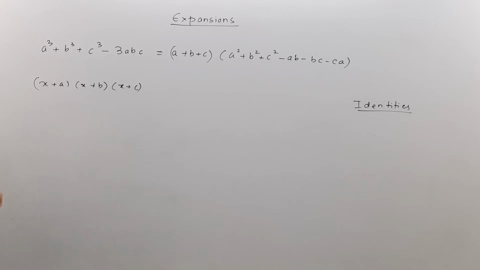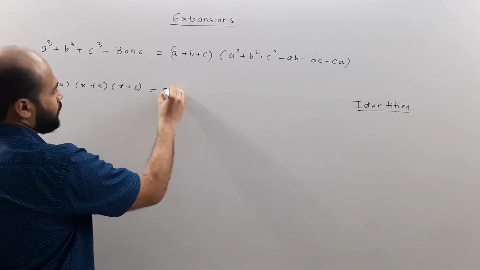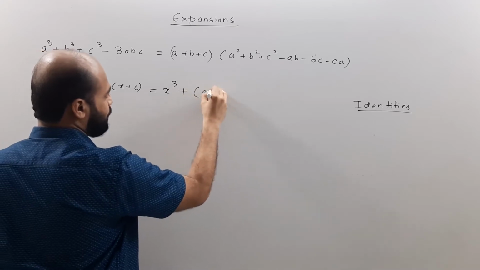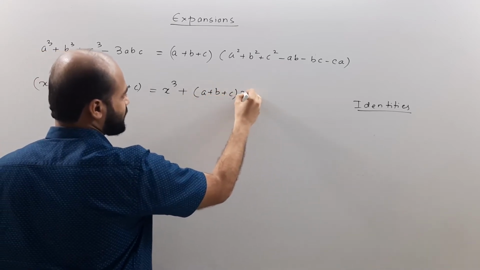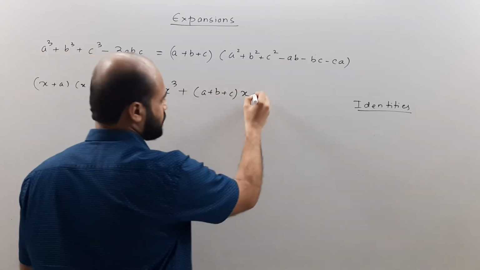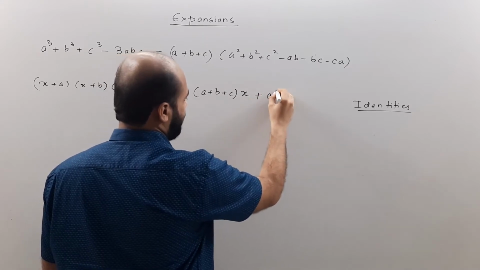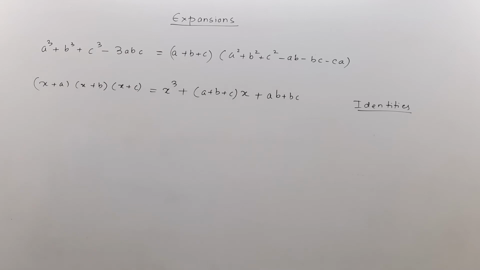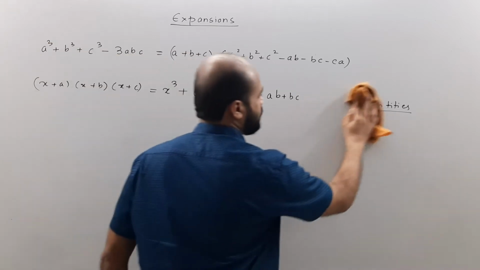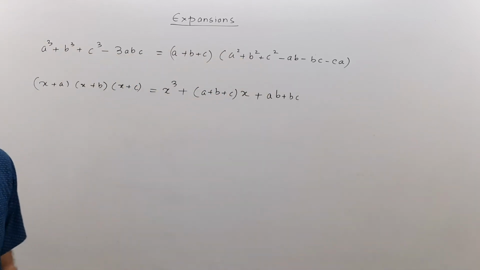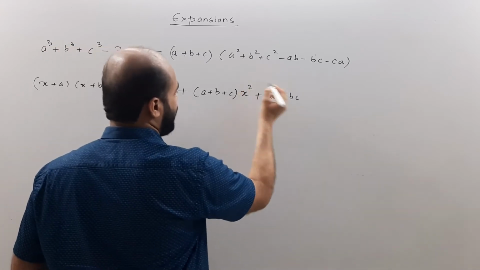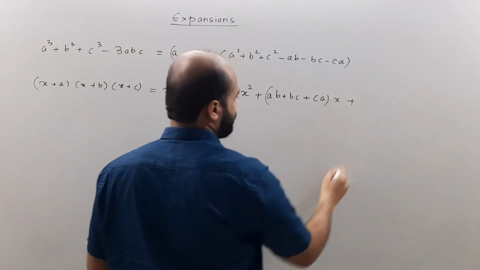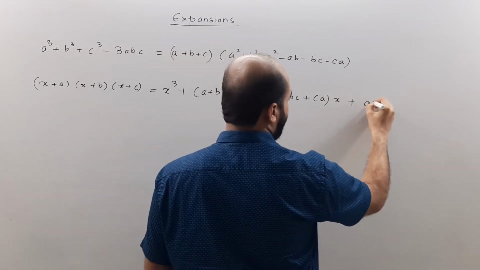So here if we expand, we get an expression like x³ + (a+b+c)x² + (ab+bc+ca)x + abc.